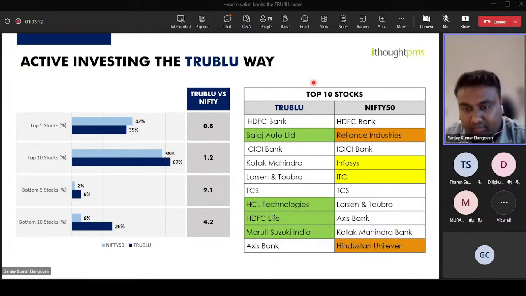And within the top 10 itself, there's a significant change of mix. For example, we don't have Reliance, we don't have HUL for various reasons, and we are underweight on Infosys and ITC. This is not the right time to be overweight in ITC. We were overweight in 2020 and 21. And today we are overweight on Bajaj Auto, HCL Tech, HDFC Life, Maruti Suzuki for various reasons.